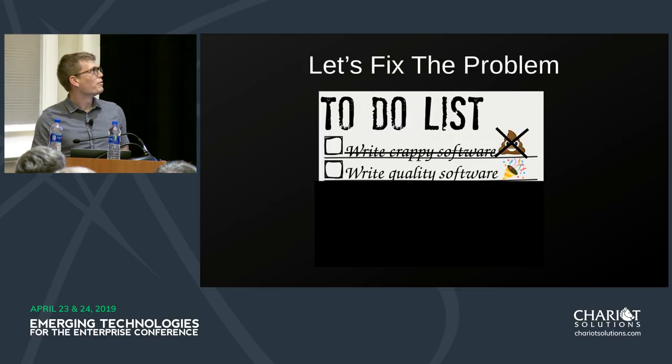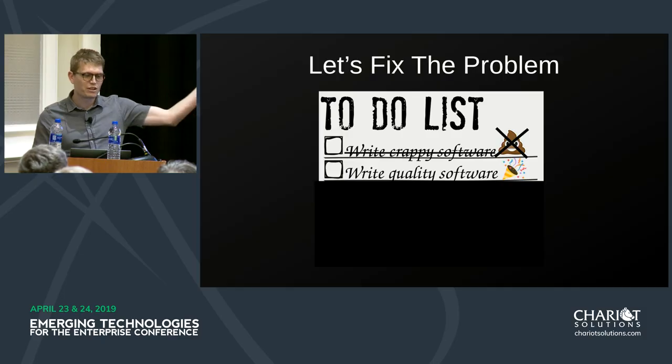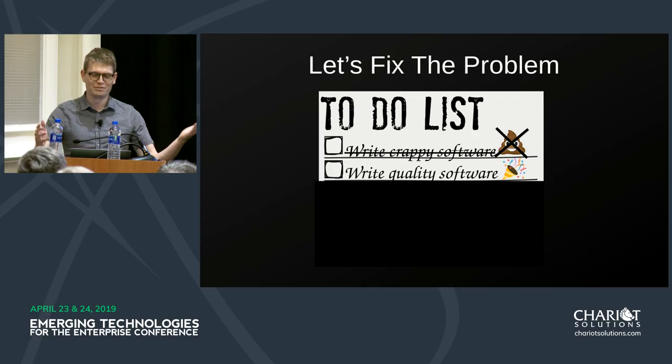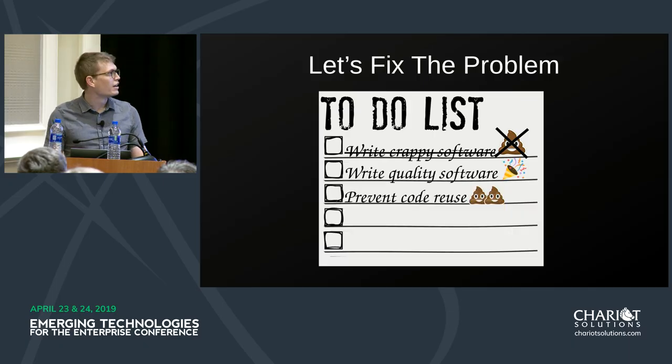Let's fix the problem. Well, I found this to-do list on developers, you know, I think this is just the to-do list that programmers are following. They were writing crappy software, so all we have to do is fix it. We just cross that off and write quality software. But wait a minute, because I found the rest of this to-do list, and it also says on here, prevent code reuse. And now the poop emojis are back, and there's two of them.